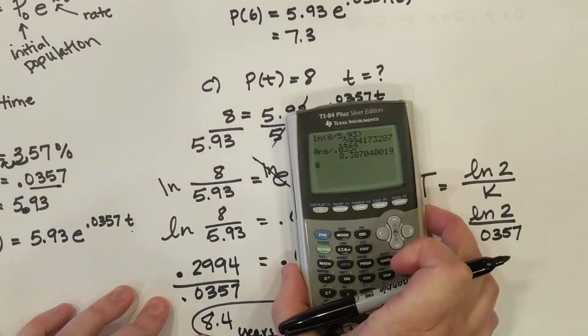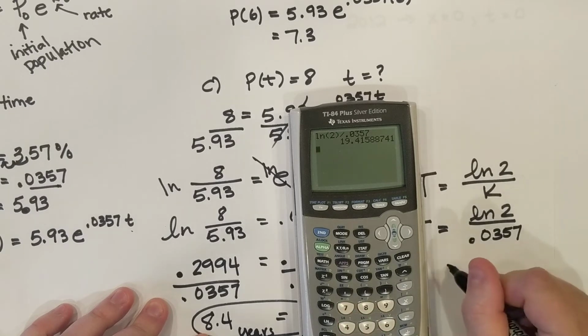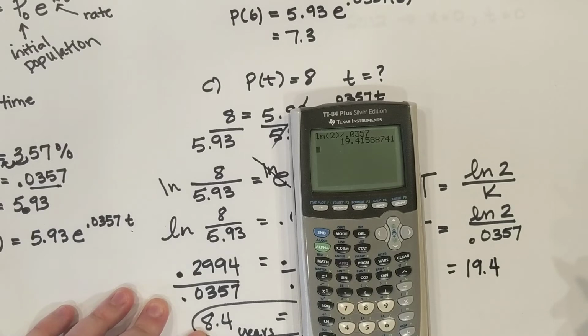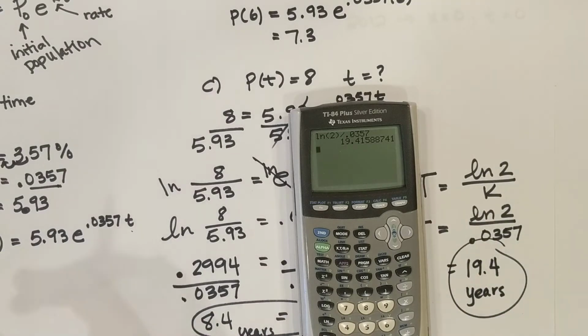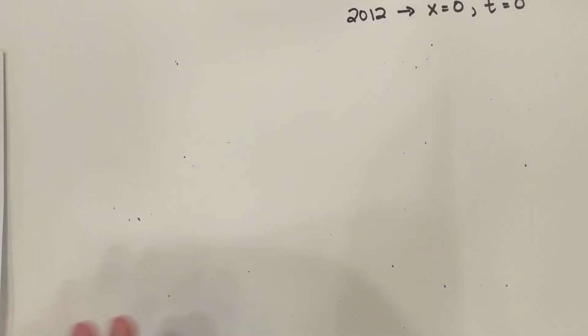Okay, so then we'll divide ln of 2 divided by 0.0357. So doubling time is 19.4, and that would be years. How long it would take to double the population of travelers to the U.S. So you type that in. Okay, so this video is running kind of long. I've got one more to do.